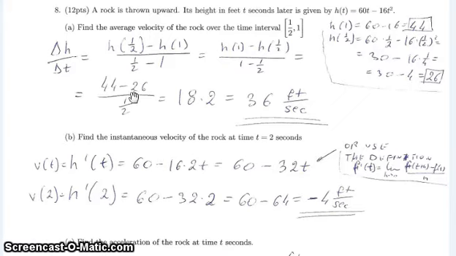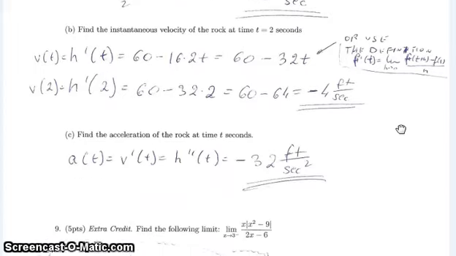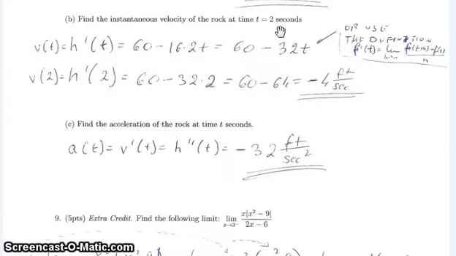So I get 44 minus 26, and then the difference between 1 and 1/2 is 1/2. So 44 minus 26 is 18, multiplied by 2, because you have to flip it, and you get 36 feet per second. Part B, find the instantaneous velocity of the rock at time t is equal to 2 seconds.